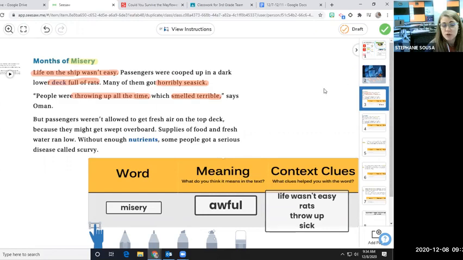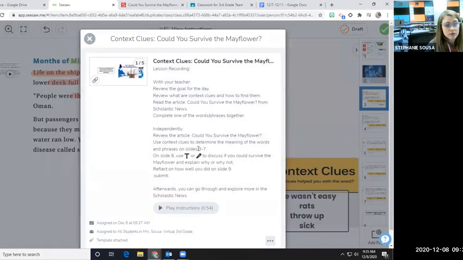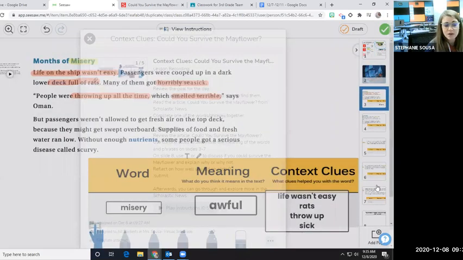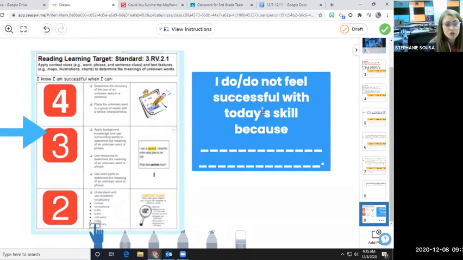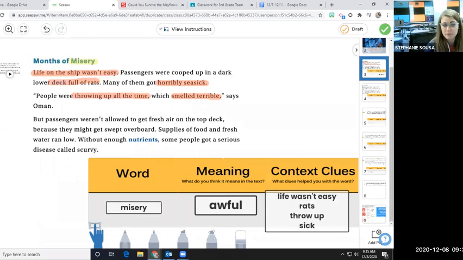I want to make sure we're good. Okay. Your instructions said on slides 3 through 7, this is what you're going to do. On slide 8, you are going to tell me by typing or by recording if you could survive the Mayflower. Why or why not? So do you think you could survive? And then you will rate yourself on your goal of applying background knowledge. How do you think you did on those today? All righty. That is your assignment for the day.